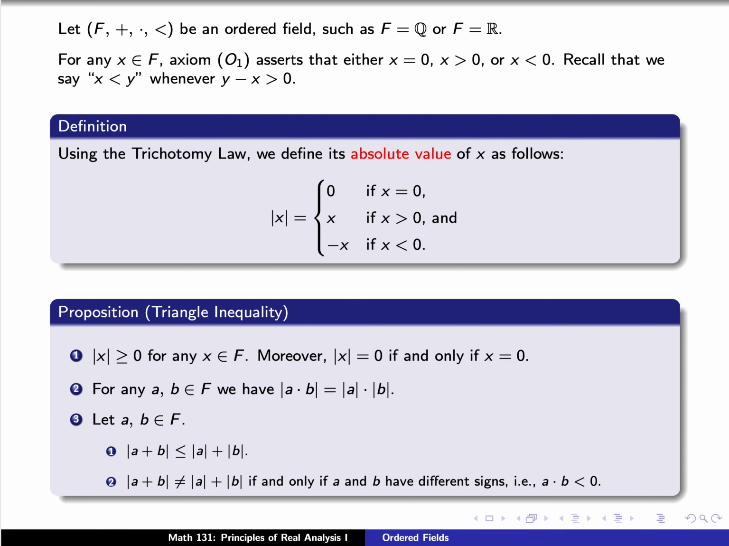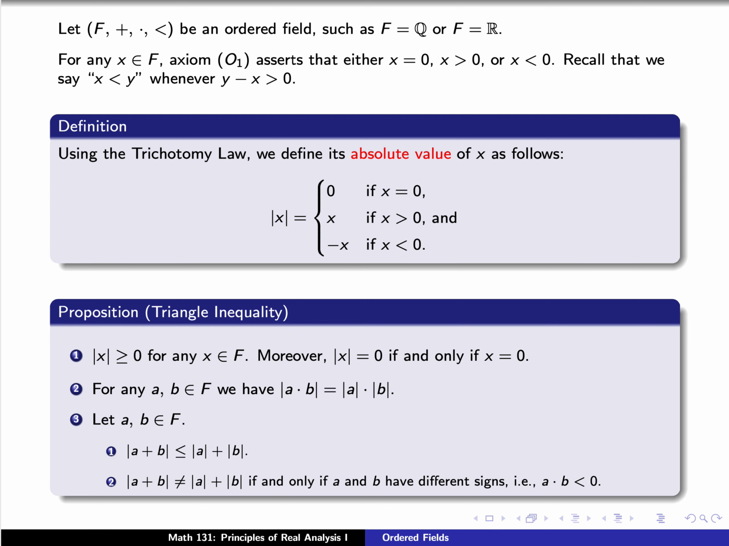We have three important properties based on this definition. First, for any x in F, its absolute value is greater than or equal to 0. Moreover, the absolute value of a number x is 0 if and only if x itself is 0. Second, the absolute value is multiplicative. That is, given any elements a and b in F, the absolute value of a times b is the absolute value of a times the absolute value of b.